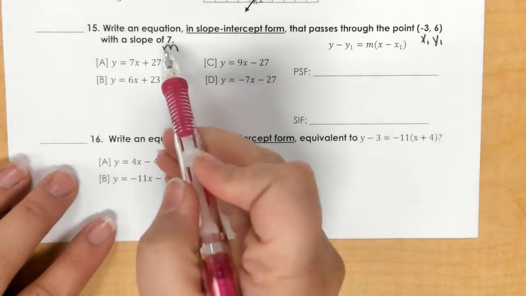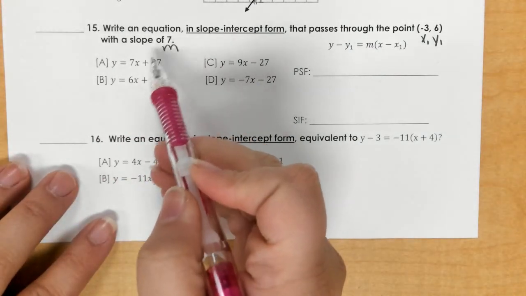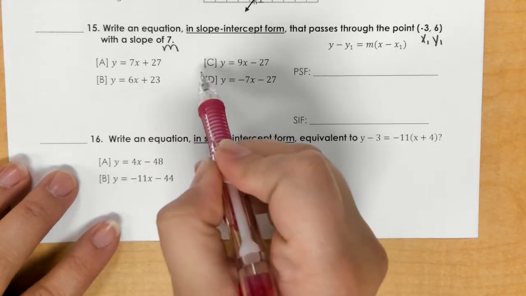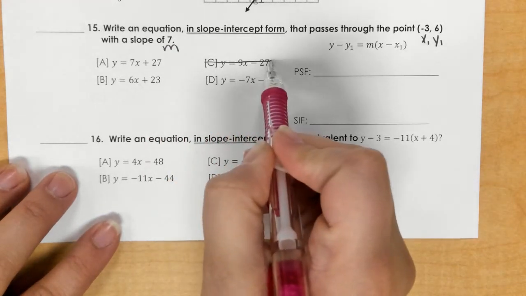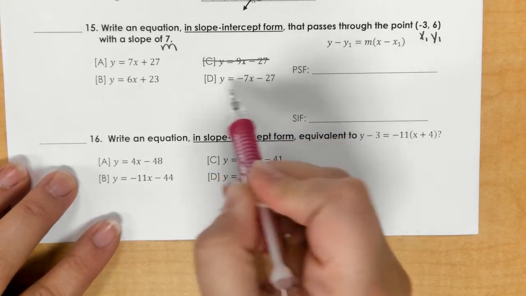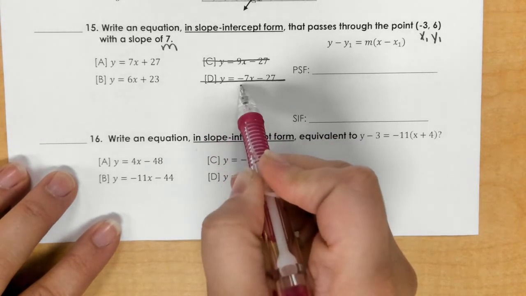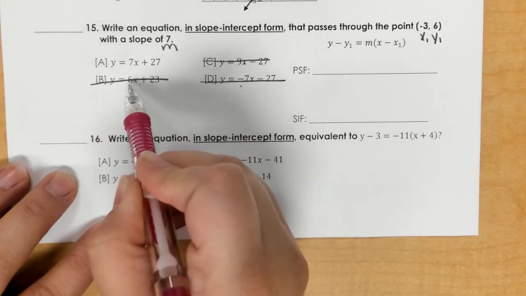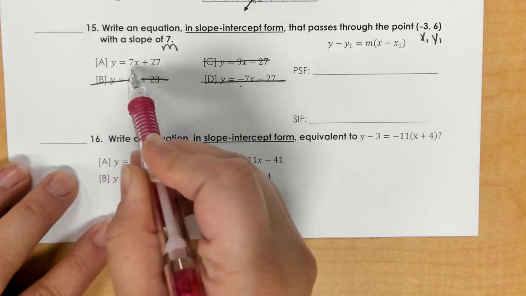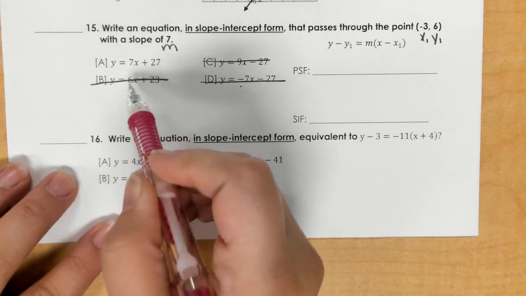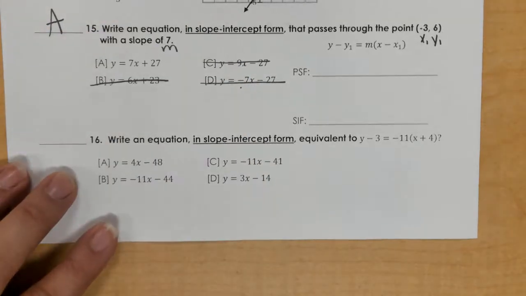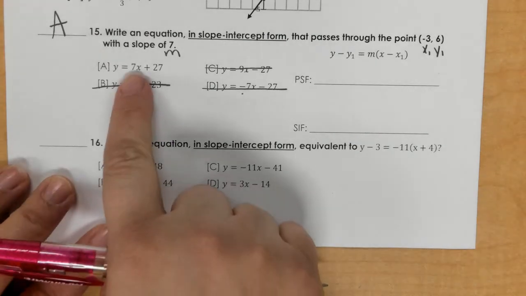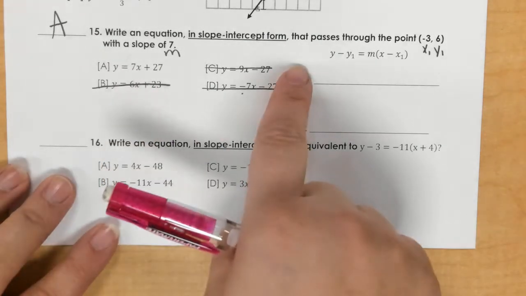Because if I have a slope of 7, that means that in my answer choices, I have to have a slope of 7. That can be gone because that's a slope of 9. This can be gone because that's a slope of -7. And this can be eliminated because it has a slope of 6. So right now we know my answer is A. But I'm pretty sure that when you take your final, you're going to have at least 2 options that have that 7 there. So you need to know how to work it out.